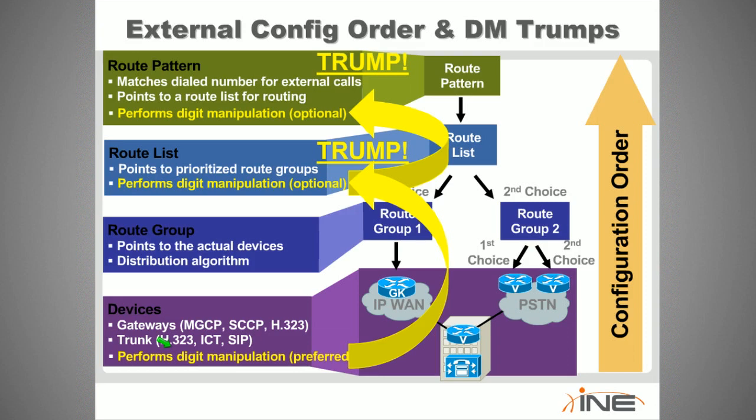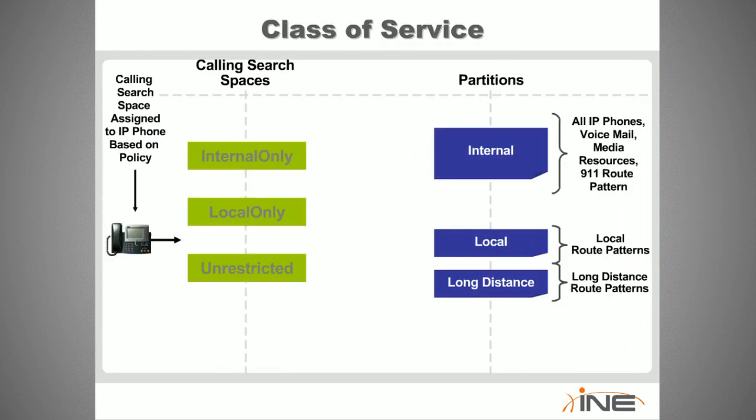So are there any questions so far just on digit manipulation, the three places so far that it can be performed, and then what trumps what, and a basic understanding of calling and called party transformation CSS? Even if you have questions on it, please ask now, but we will get into a lot more explanation as well. Any questions before we move on?